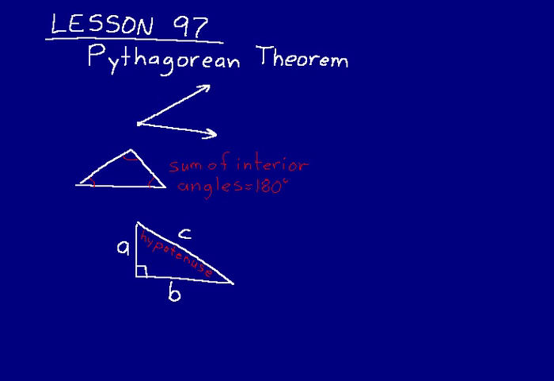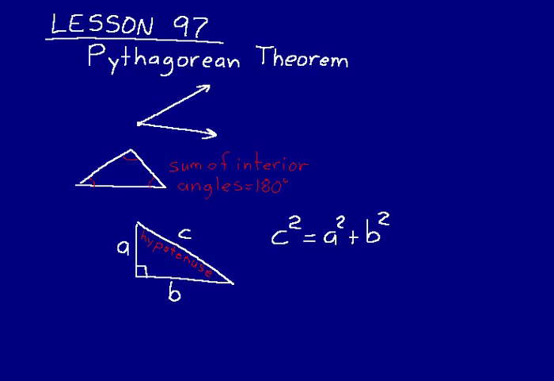Another special property of right triangles is that if you square the hypotenuse, it's equal to the sum of the other two sides squared. C squared equals A squared plus B squared. That's what the Pythagorean theorem is.